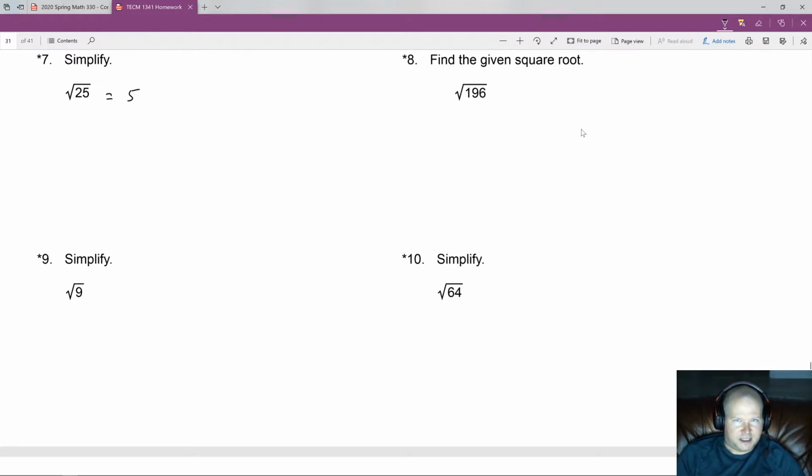So the difference between this and the other one is that one said all square roots, and this one uses this symbol, which is just technically the positive square roots. So the positive square root of 196 is a 14, because 14 times 14 is 196. You can use your calculator to get that. Square root of 9 is 3, because 3 times 3 is 9. Square root of 64 is 8, because 8 times 8 is 64.